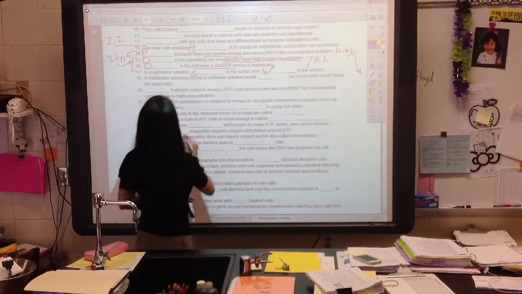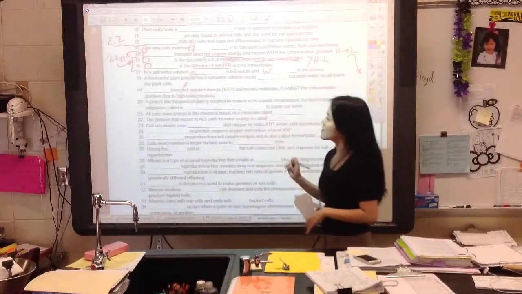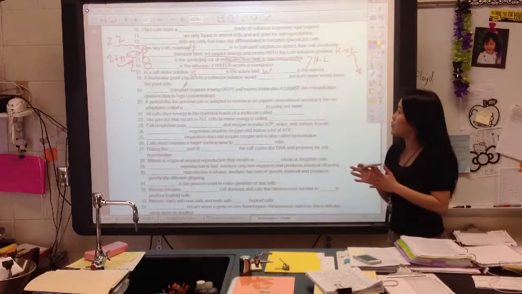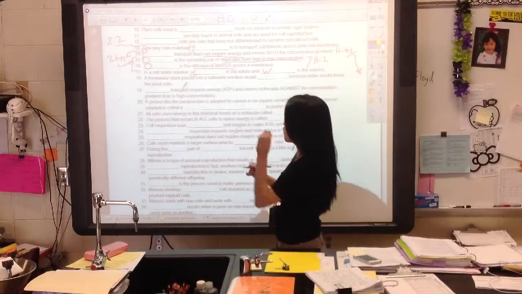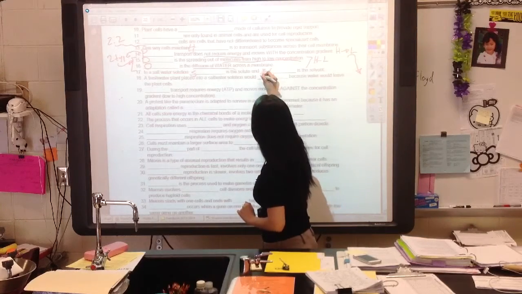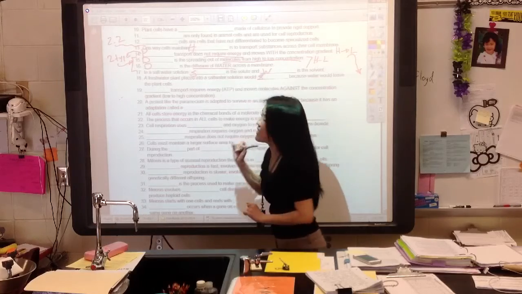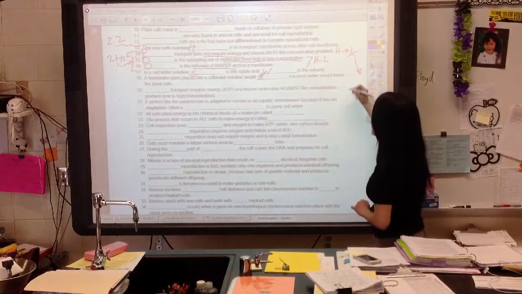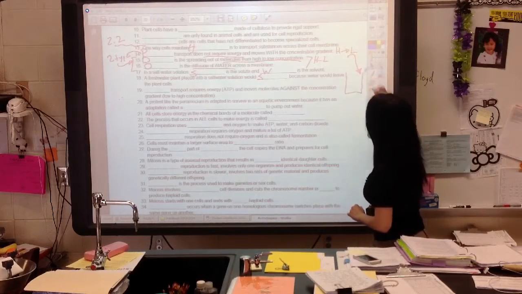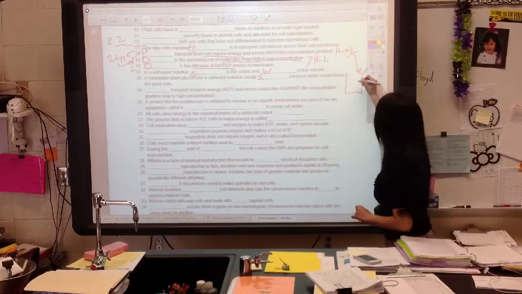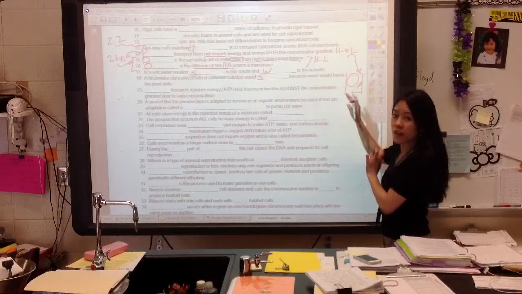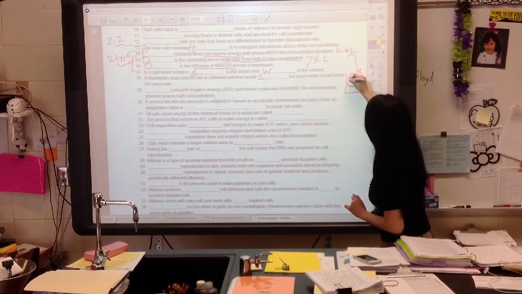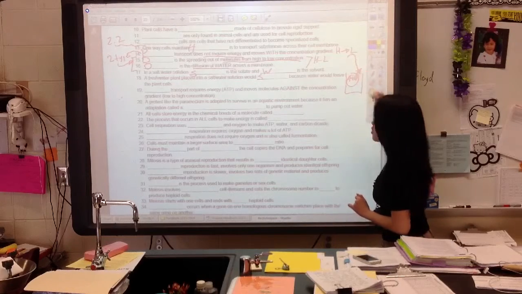Number 18, a freshwater plant placed in a saltwater solution would blank because water would leave the plant cells. We're putting fresh water into salt water, so it's going to... And if you need to, draw yourself a picture, okay? Here's my little cell that I'm putting in this cup of water. My cell is fresh water, so there's lots, high amount of water, high H2O in it.